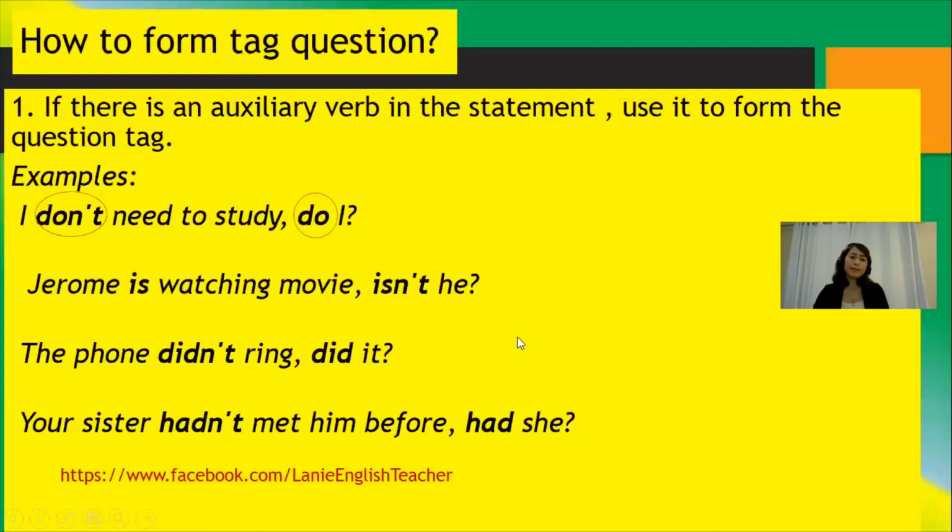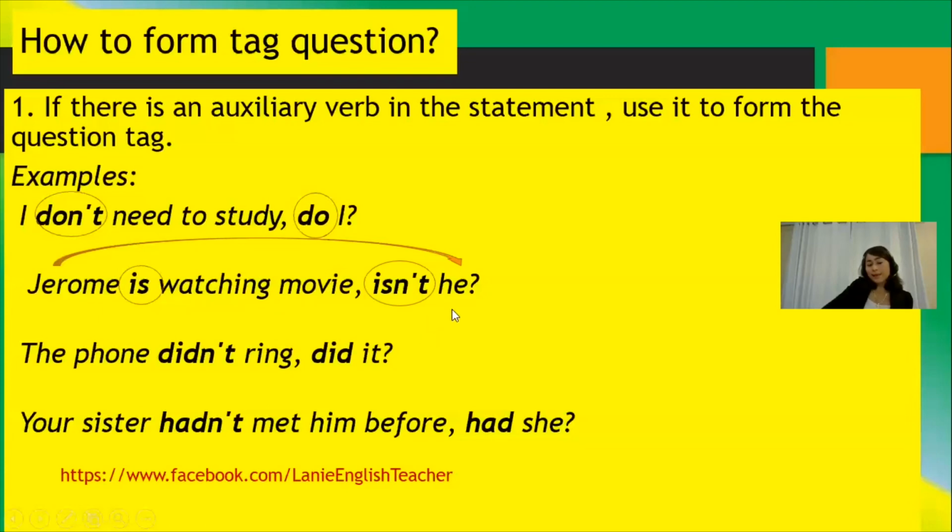Now another example here. Let's have a look. Jerome is watching movie. Is is used in the statement. Remember, is is an auxiliary verb. So therefore, you have to use this verb in making the tag question. So now since is here is positive, now it becomes negative in the tag question. So is becomes isn't.